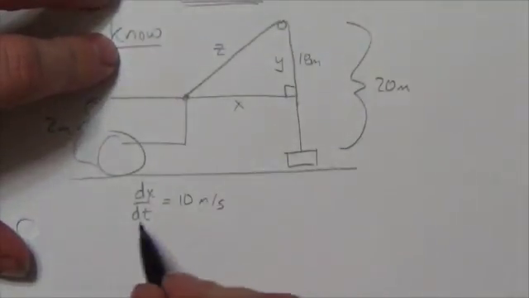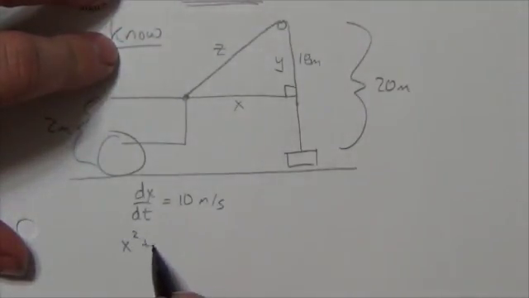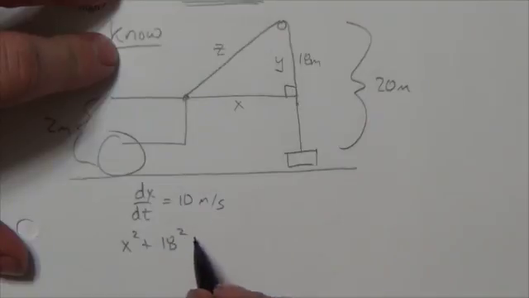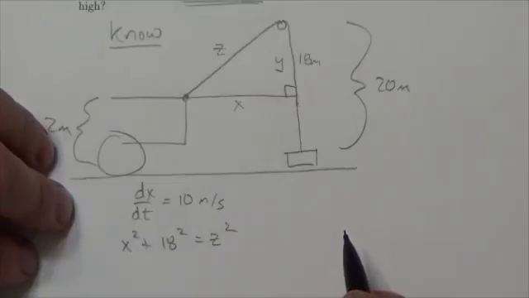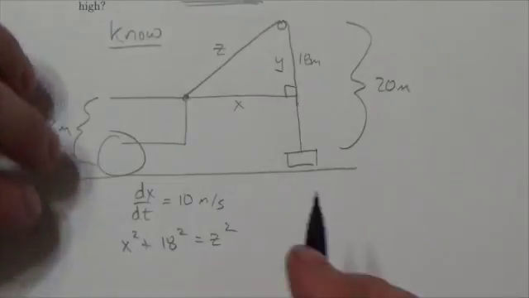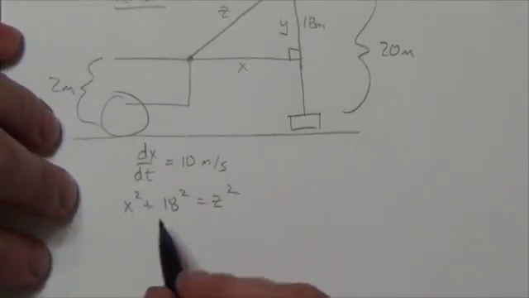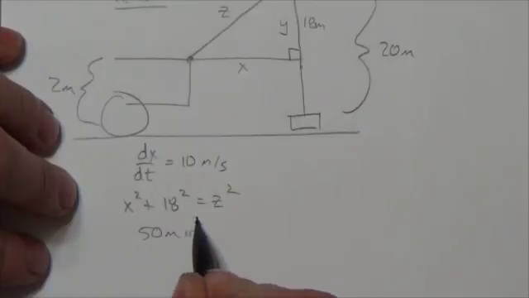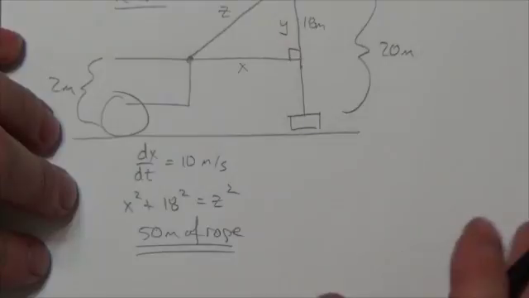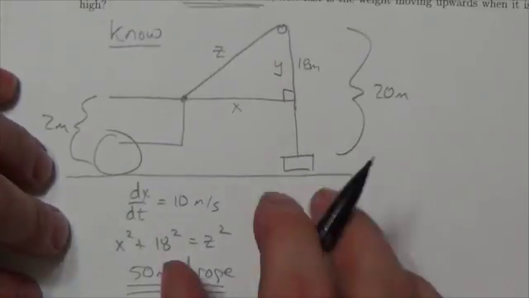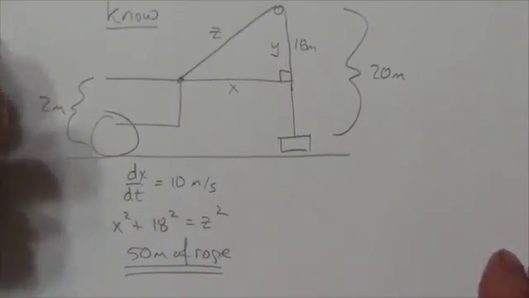So the equation that I'm going to build here will be x squared plus 18 squared equals z squared. Now, I also know that I've got 50 meters of rope. 50 meters of rope here. We're going to see how that plays out in just a second.